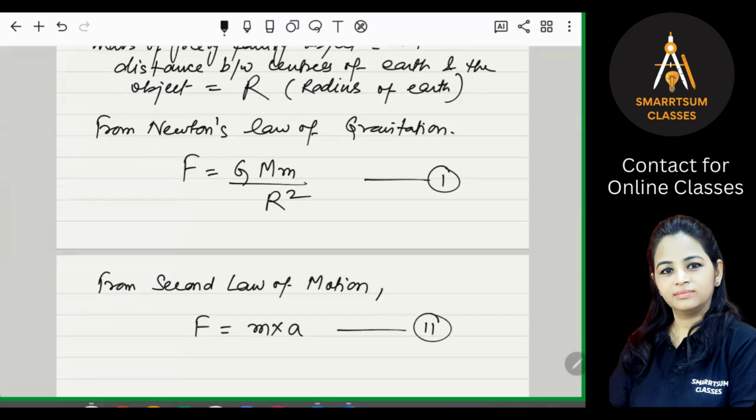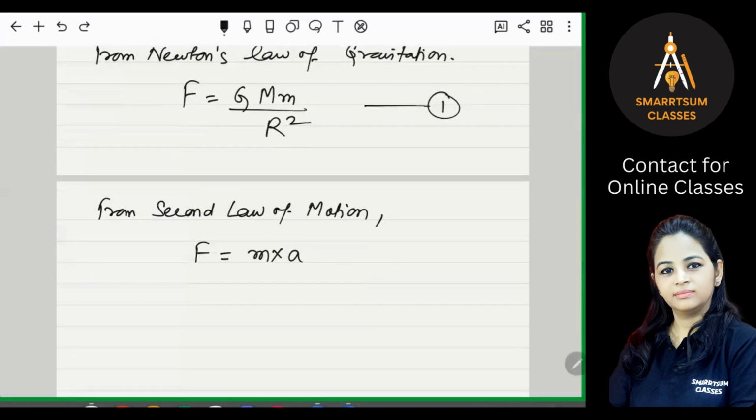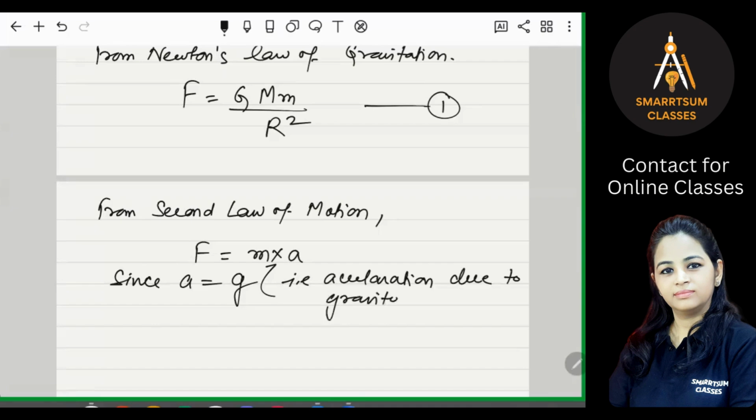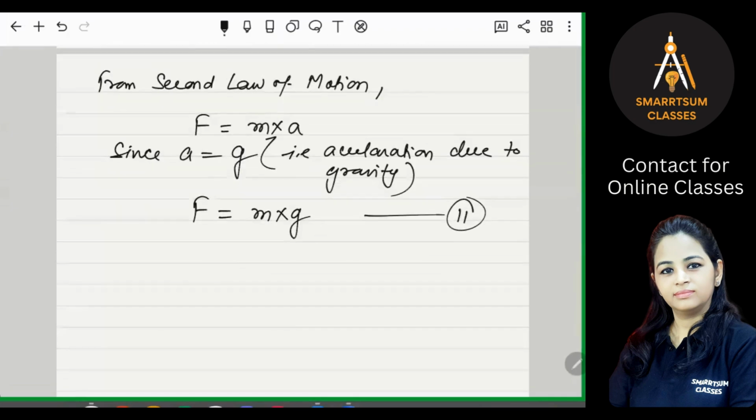Suppose this is... okay, not this. Okay, F is equal to m into a. Now, since here your acceleration is what? Our acceleration is g, that is acceleration due to gravity, because whenever there is a free fall, our acceleration is g. So instead of a, we will write m into g. So here your acceleration is g. So F is equal to mg, and this is now suppose your second equation.